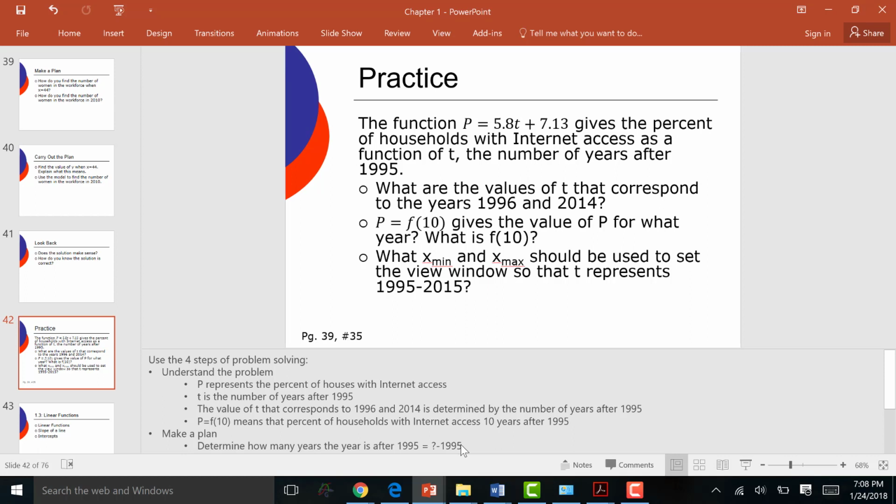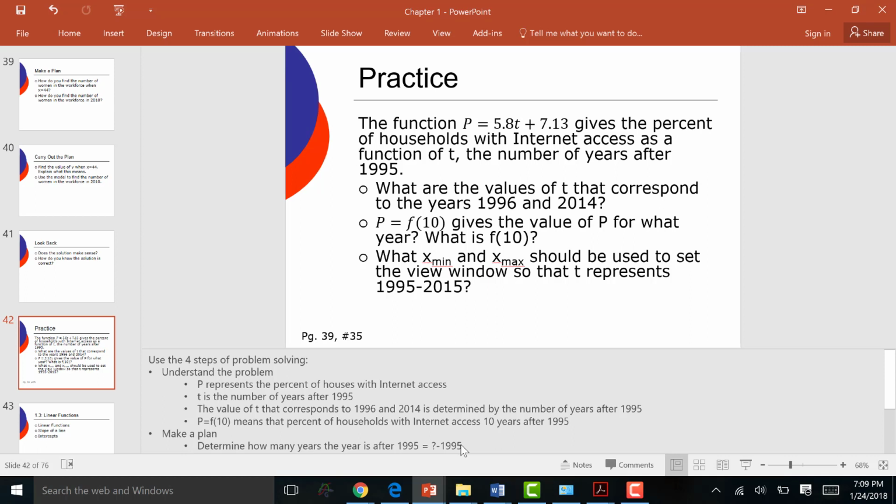Alrighty. So it said when T is equal to 10, what year does that represent? That's all they were asking you. Whatever is inside the parentheses is always input. And did we say T is input? Yeah, T is input. What's output? P is always output. So 10 years after 1995 is 2005.